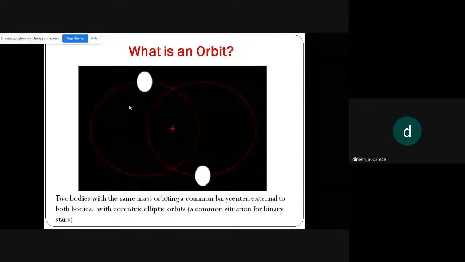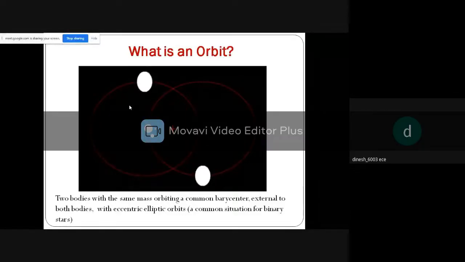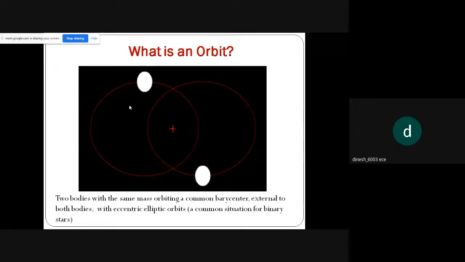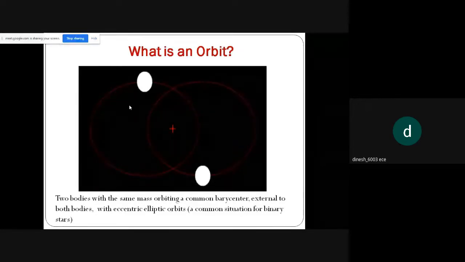So next, two bodies with the same mass orbiting a common barycenter with eccentric elliptic orbits. This is also an orbit. You can see that at the center we have a barycenter. Two bodies with equal masses are revolving around this barycenter. So this is also an orbit.